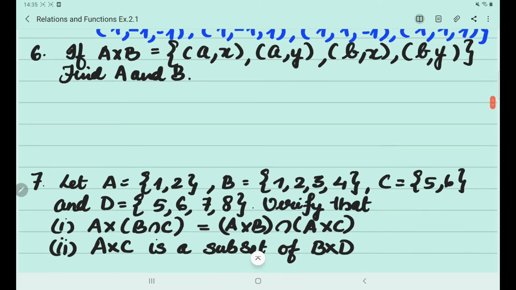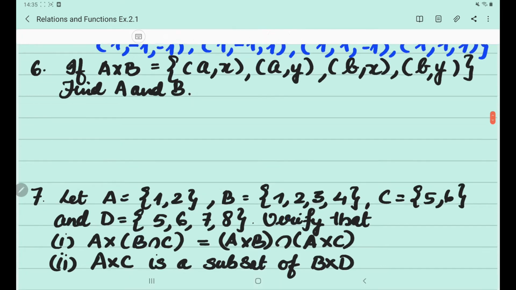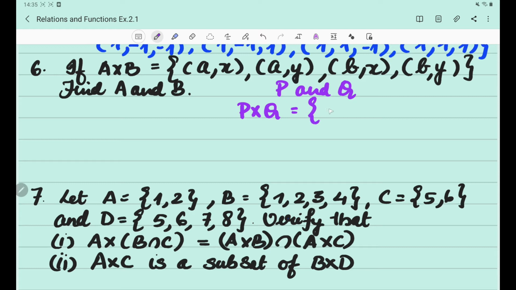If A cross B is given as (a, x), (a, y), (b, x), (b, y), find A and B. To do this problem, you already know the definition of the Cartesian product of two non-empty sets. For example, let's say there are two non-empty sets P and Q. Then the Cartesian product P cross Q is the set of all ordered pairs (p, q), where the element p belongs to the set P and the element q belongs to the set Q.